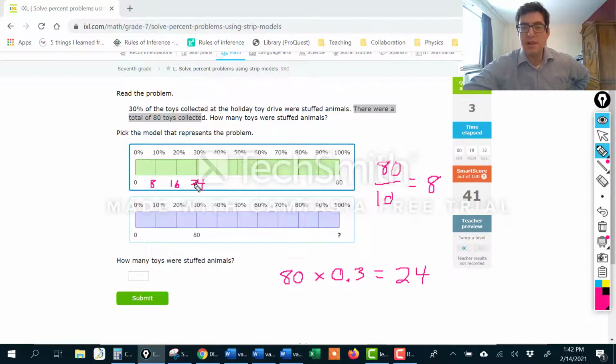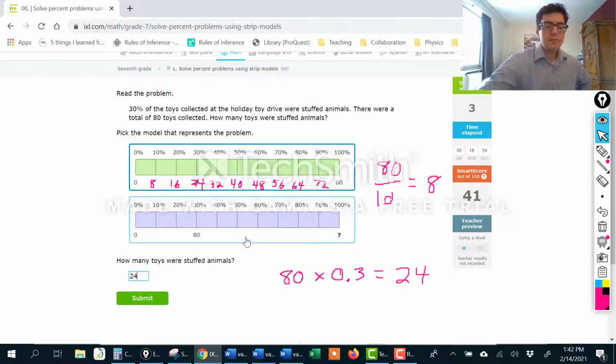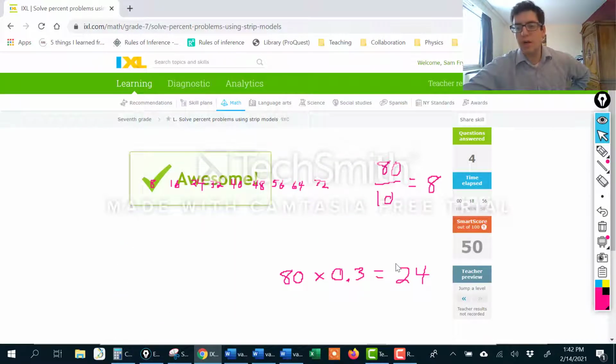And notice that's the same answer we got before. Plus another 8 would be 32, and then 40, 48, 56, 64, 72, and then 80, right? So we're just counting by 8s, and we can see that where the question mark is would be at 24, which is the same answer we got before. All right, let me see if I want to do one more problem here.